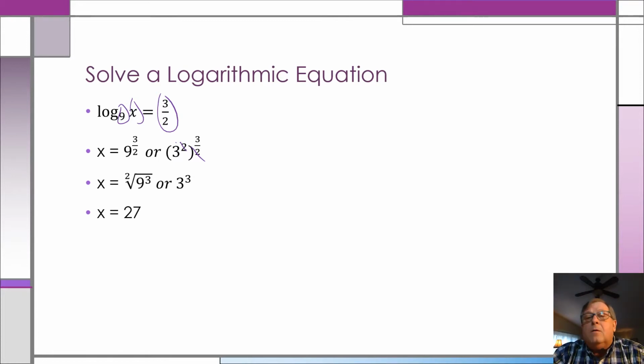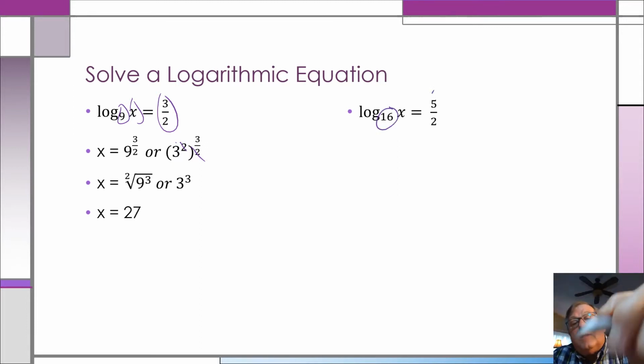Now I feel compelled that we should do one more. And I know that you are eagerly awaiting that. And so I don't want to let you down. So let's look at this one. We got log base 16 of x equals 5/2. And again, I'm going to put this in exponential form where my base is 16, my exponent is 5 over 2, and we're solving for x, which is the answer there in our logarithmic form.